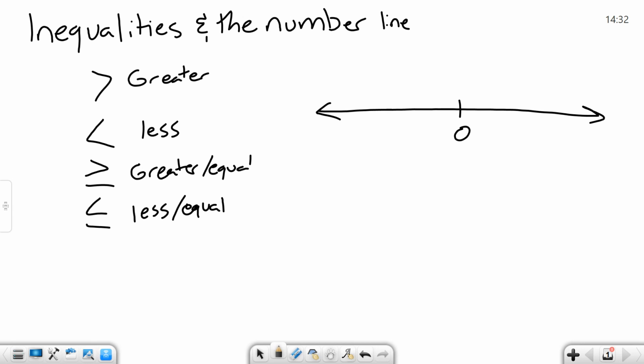If I said that some number, we're going to say x, is less than 3, it means that we are going to be okay with any value less than 3. How do we show that? How do we give it a visual?